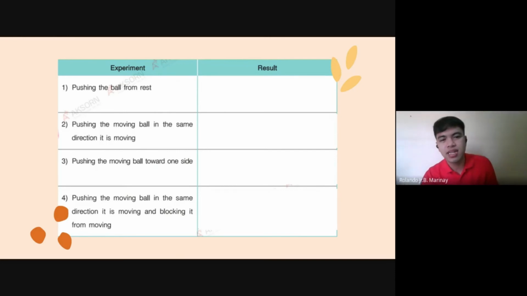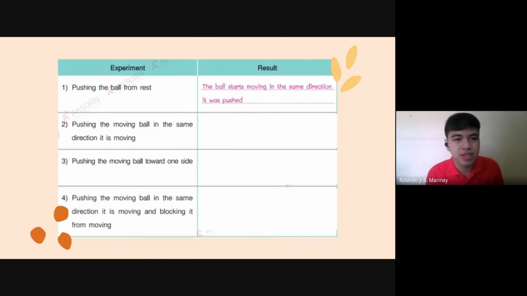Okay, number one. What will happen when we push the ball from rest? So what will happen is that the ball starts moving in the same direction it was pushed. The ball at rest, or the ball that is not moving, when we push it, will start to move in the direction where we push it.